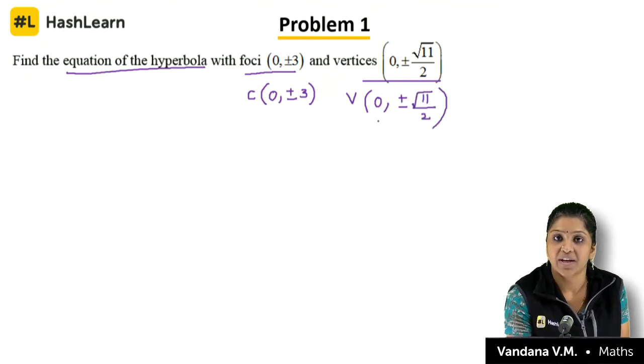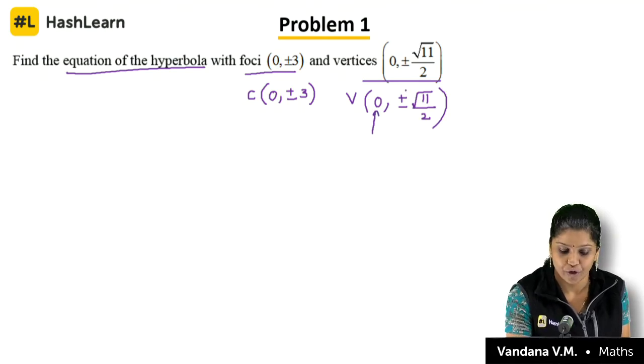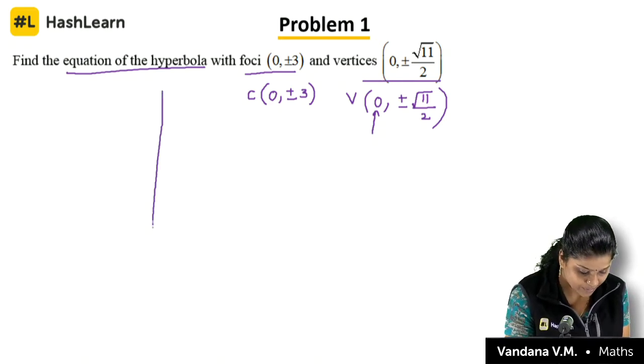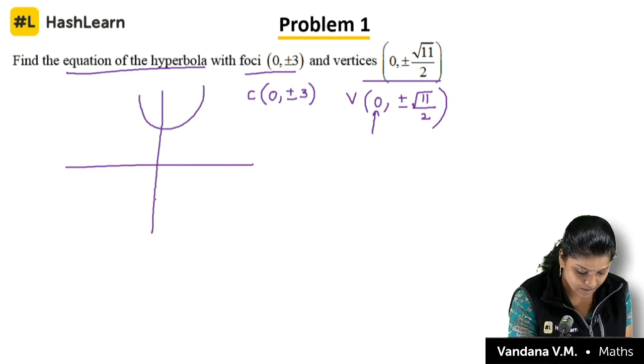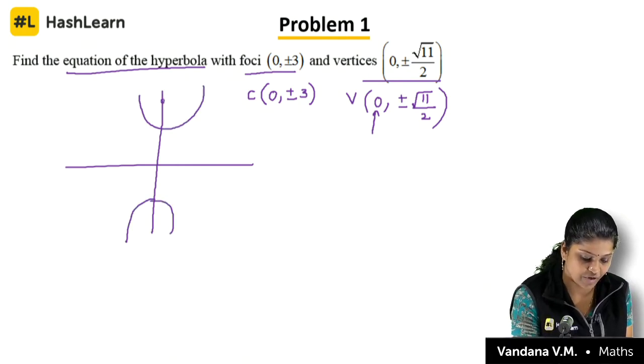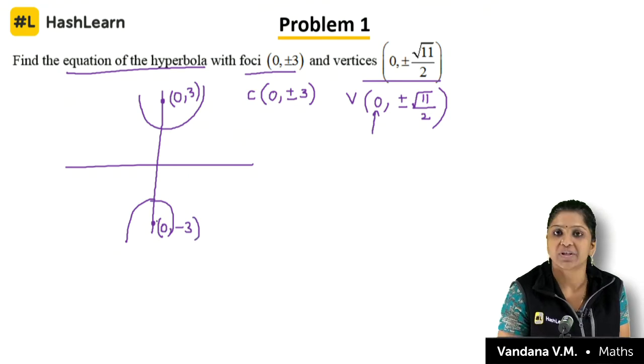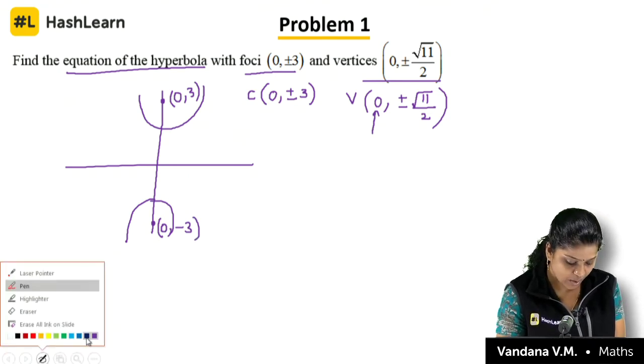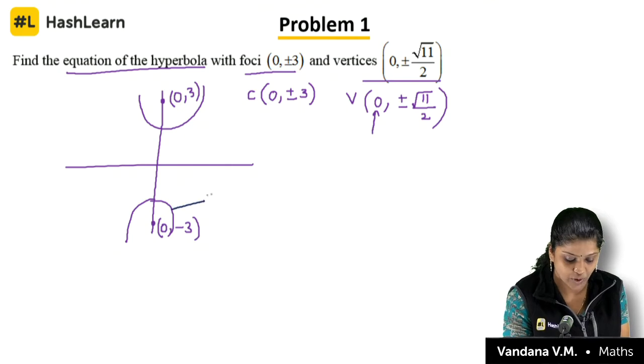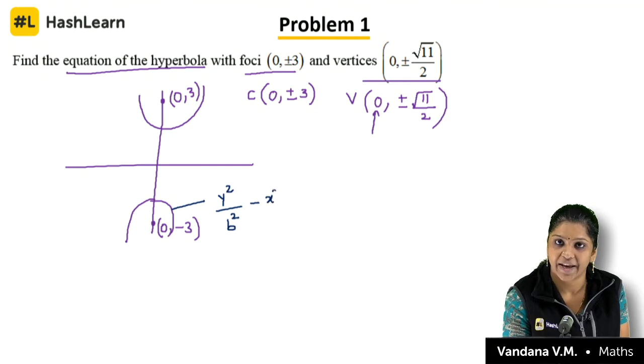Now children, you observe here the x coordinate is 0. That means my focus and my vertex are along the y-axis. So my hyperbola is like this. Here is the fixed point. So this is (0, 3). This is (0, minus 3). Usually whenever I have it like this, how will I write the equation? I will write the equation in this way: y square by a square minus x square by b square is equal to 1.